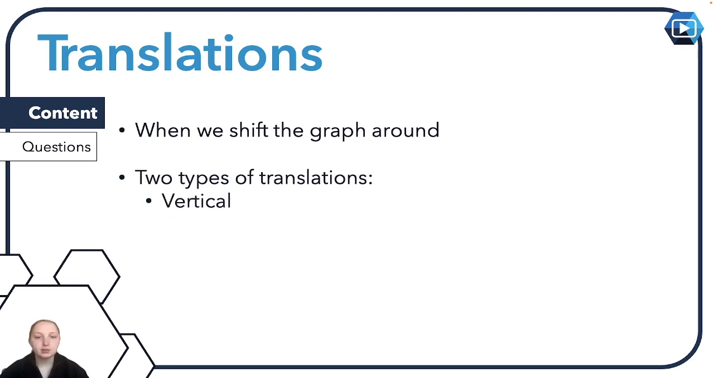The first type is vertical translations. These occur when you're moving the graph up or down in its entirety. This essentially means that every single point on the graph is moving up by whatever value of c you have. Then we have horizontal translations. This occurs when you're moving the graph in its entirety and every single point on a graph to the left or to the right by a factor of whatever your value for b is. But we'll have a little bit more of a look at c and b in a second.